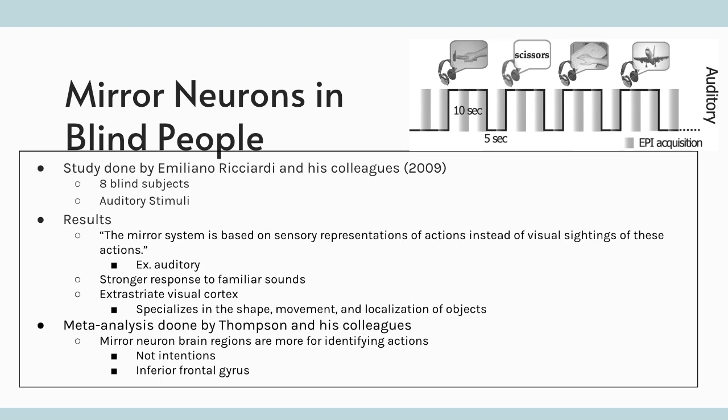They also found that they had a stronger response to familiar sounds than unfamiliar sounds. Lastly, a lot of the activity when hearing the sounds happened in the extrastriate visual cortex, which specializes in the shape, movement, and localization of objects.